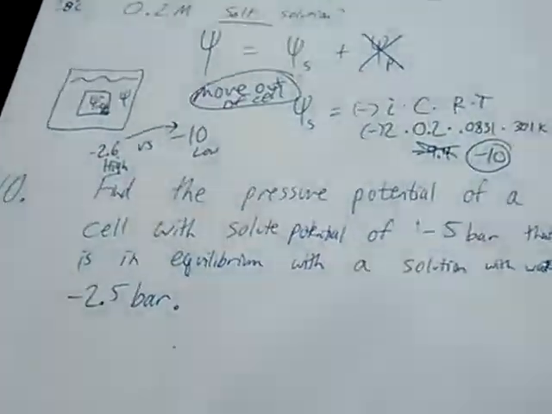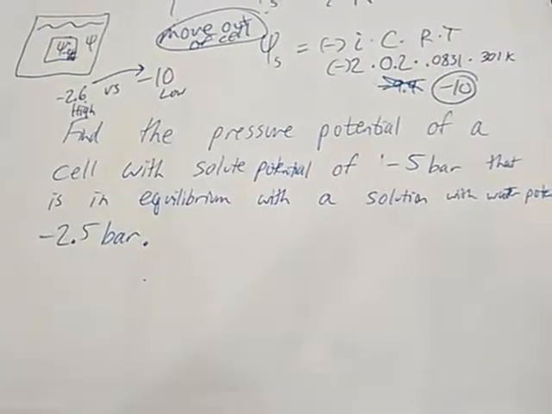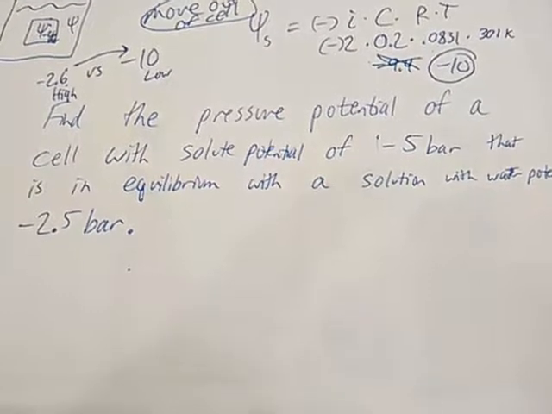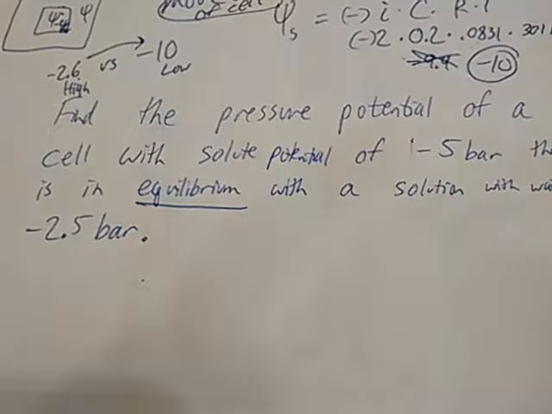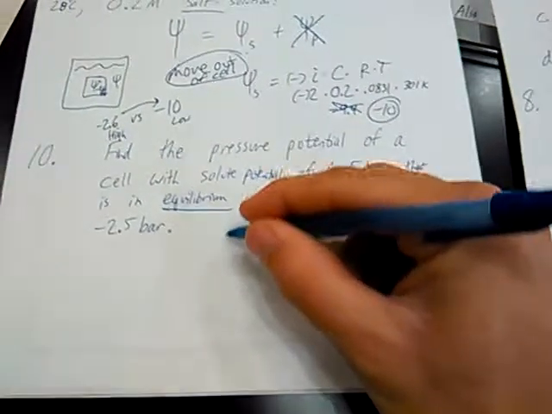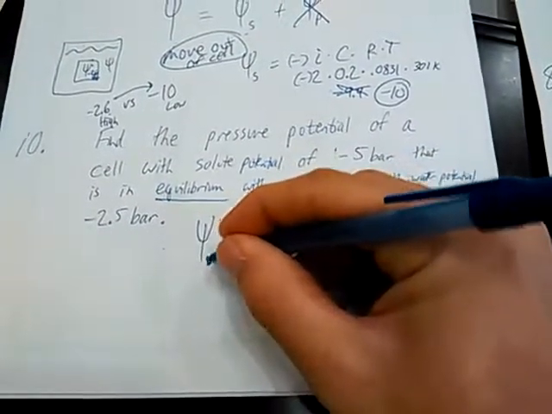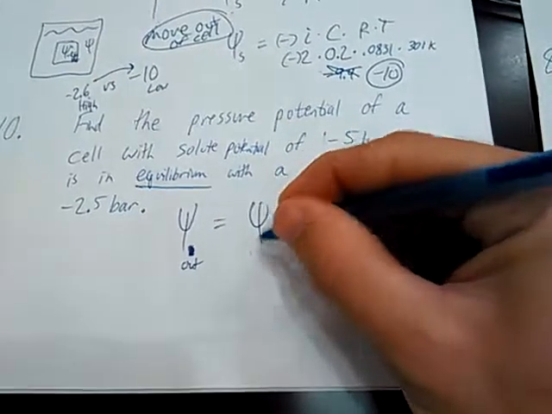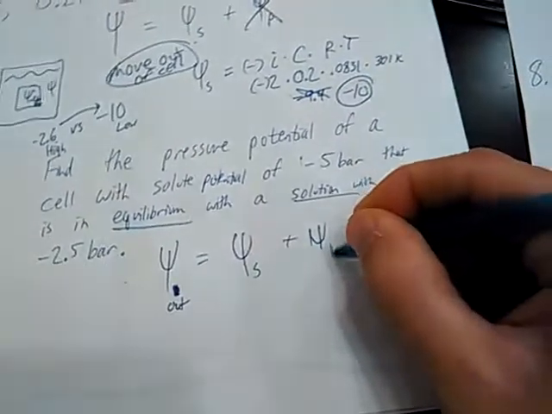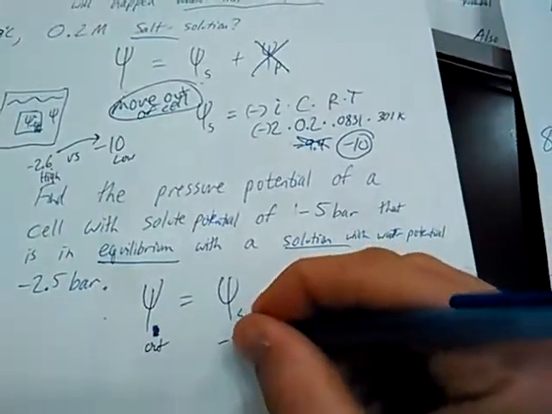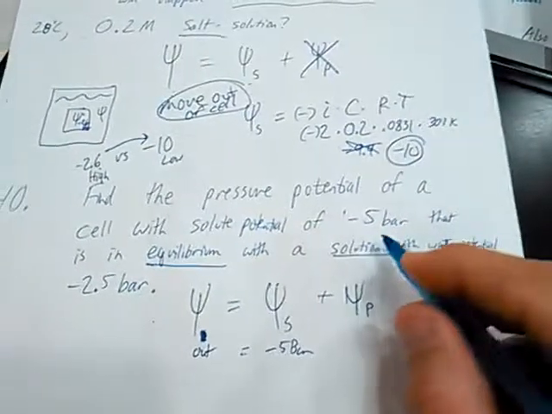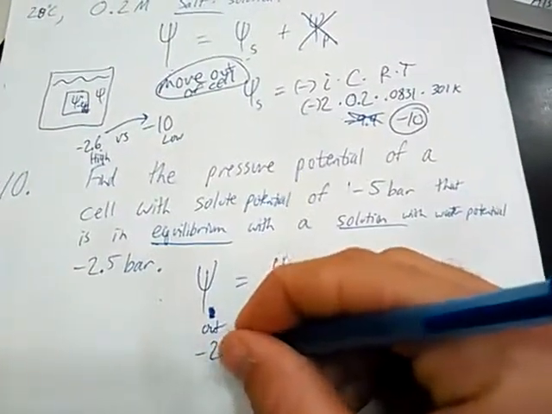Sweet. Last problem. Find the pressure potential of a cell with solute potential of minus 5 bar that is in equilibrium with a solution with water potential minus 2.5 bar. Okay. So we know the solution water potential must be equal to the solute potential plus the pressure potential. In this case, the cell has a solute potential of negative 5 bar, and it equals the solution with water potential minus 2.5 bar.